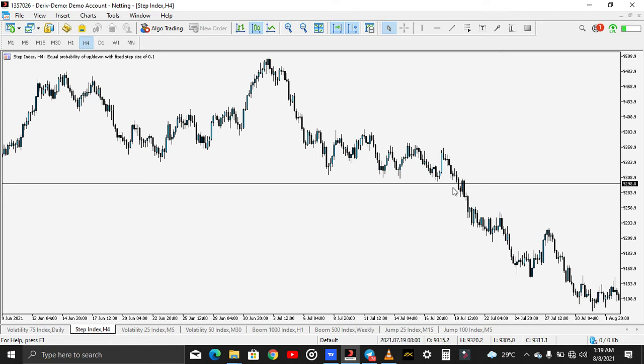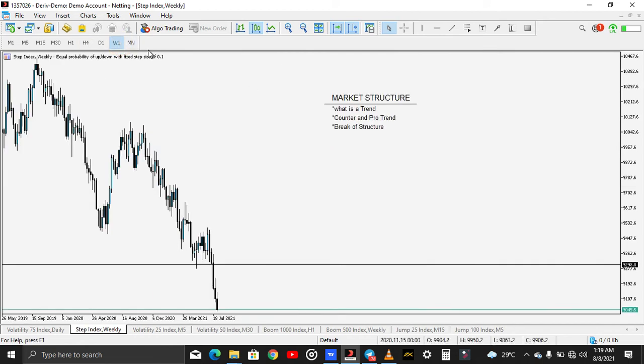So price would come, create a lower low and create a lower high, then create another lower low and another lower high. But once you find that price starts breaking the previous lower high, then you know there is about to be a shift in structure, or the market is trying to change direction.